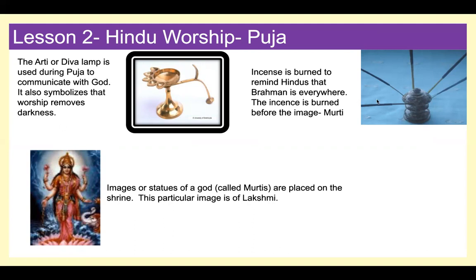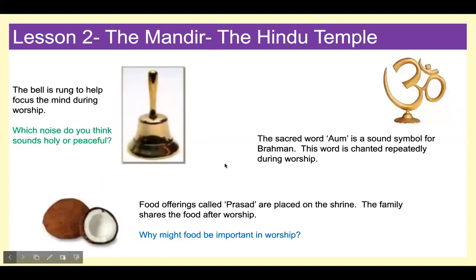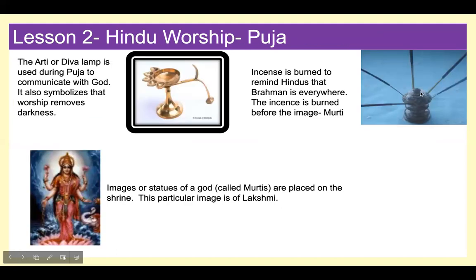Up here on the right, we've got incense, which is burned to remind Hindus that Brahman is everywhere. And just to remind ourselves, Brahman, this is a sacred word, Om, is a sound symbol for Brahman, and it's chanted repeatedly. So we have incense, which helps us remind that as well. And the incense is burned before the image, before the murtis, before the symbols, the statues or the images of gods. And we can see an example of an image here of a murti. So it says images or statues of a god are placed on the shrine. And this particular image is of the god Lakshmi.